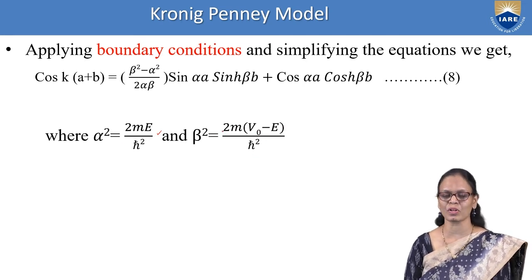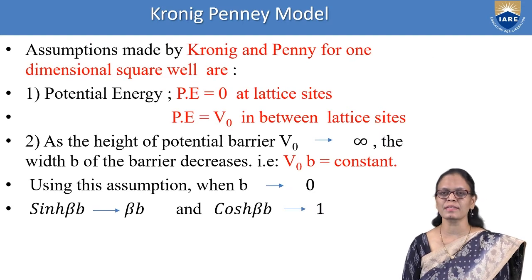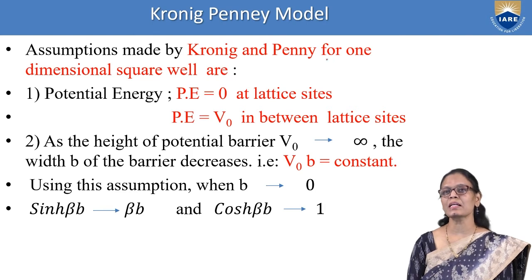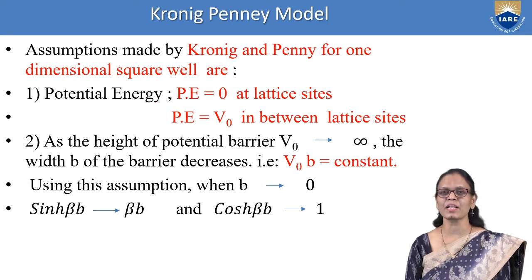These are the values of the constants we have taken. Now, what are the assumptions that were made by Kronig and Penny? Slowly it is applying to rectangular well as well as square well. So the potential energy PE, or we simply say potential, is equal to 0 at the lattice sites, and the potential energy is equal to V naught in between the lattice sites.